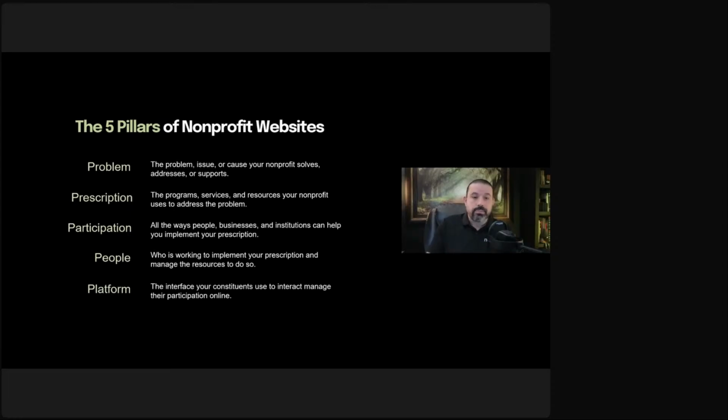Your homepage should focus on new people. And by the way, churches, this is even more the case. 99% of your traffic is new people.